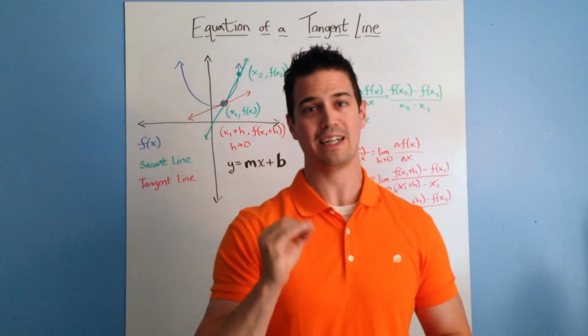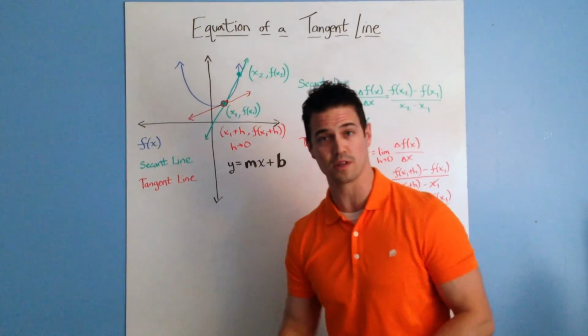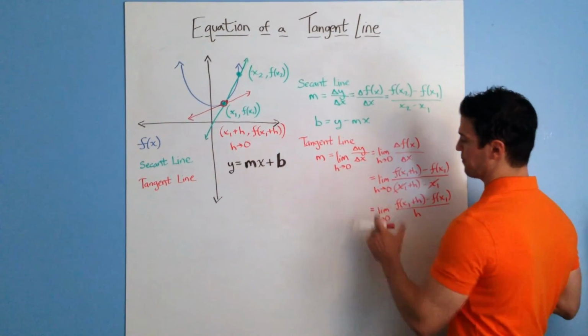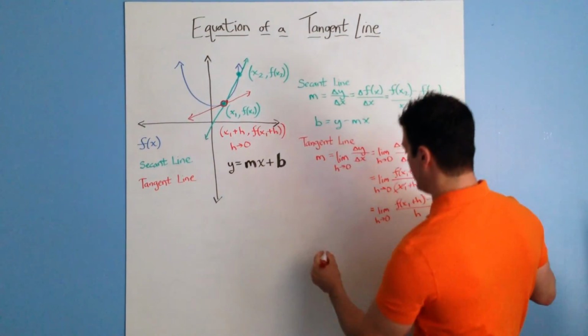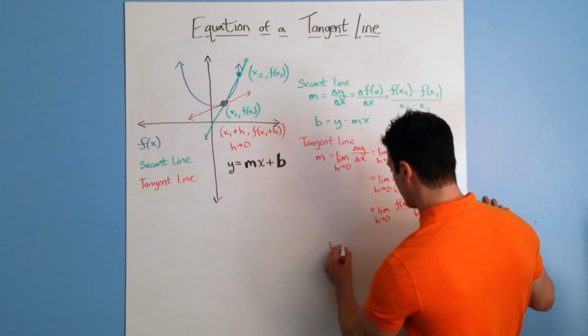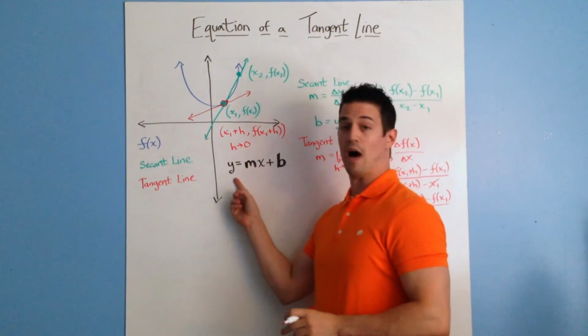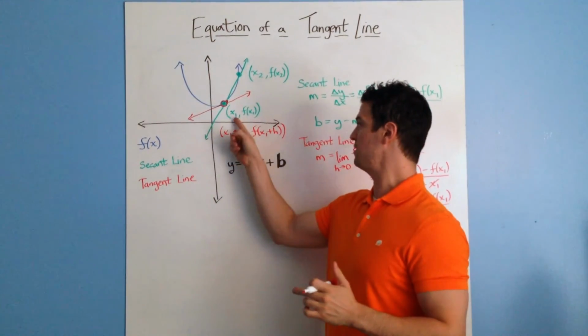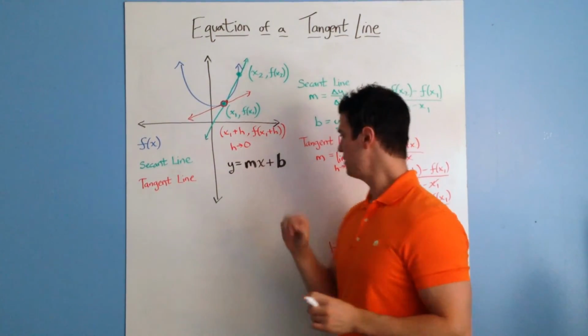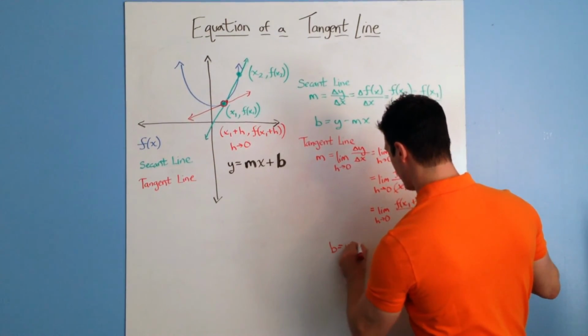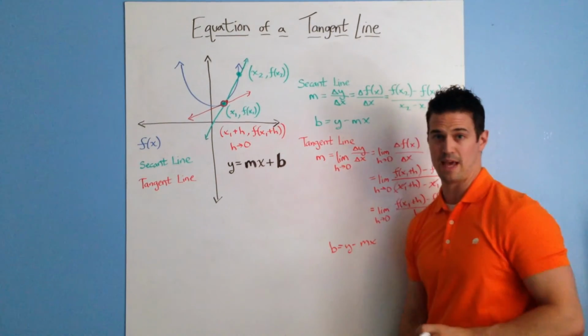So that's where we need to use our idea of a limit. And this is why a limit is so important to calculus. So this is how you figure out the m for a tangent line. Now our b ends up being the exact same thing, because once we have the m, we can plug in the x and the y. Since there's only one point on the tangent line, x1 and f of x1, it just ends up being the same thing. b equals y minus mx.